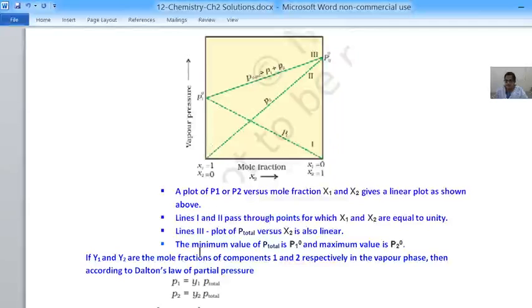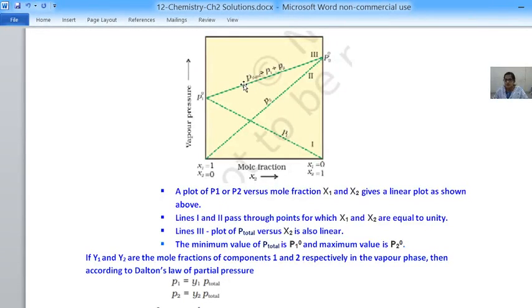Next, now we will explain the last line, that is line 3. Can you see the third line here? And this line is the line for P total. So P total, we already know from Dalton's law of partial pressure, P total is equal to P1 plus P2. That is the sum of the partial pressures of component 1 plus component 2, that is P total. Now, if you see this P total graph very carefully, the third line, it varies linearly with the mole fraction of component 2, that is chi2. That is, as the value of chi2 is increasing, the P total value is also increasing. So the P total versus chi2 graph is a linear line, and this is line number 3.